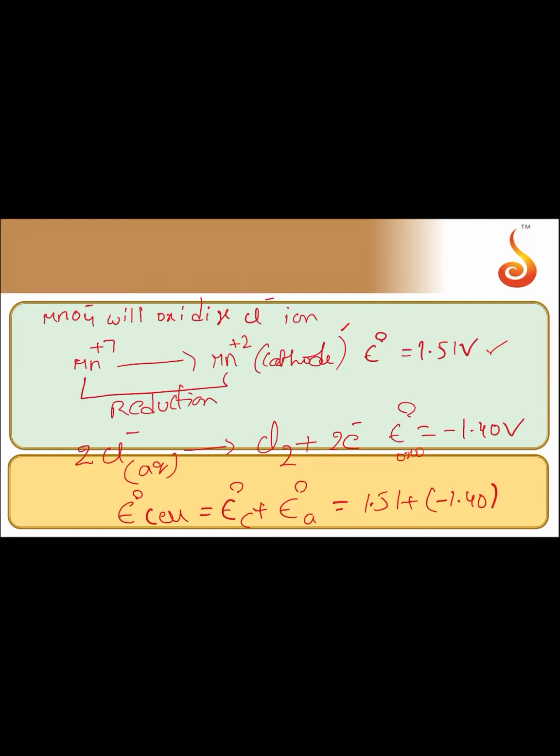In MnO4-, the Mn oxidation state is +7. It is changing into +2. +7 to +2 means reduction. So it is the cathode and its E0 reduction potential value is 1.51 volts. Whether it will oxidize Cl- ion or not.